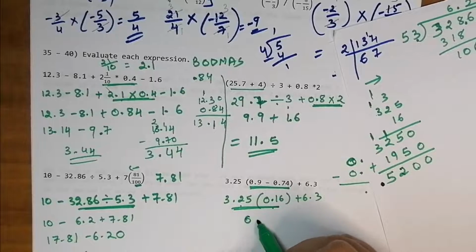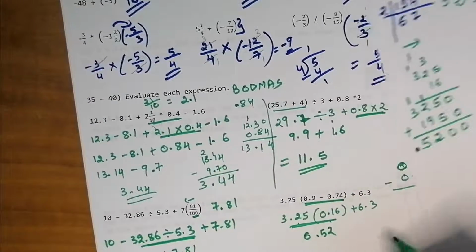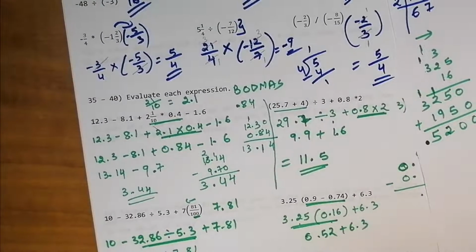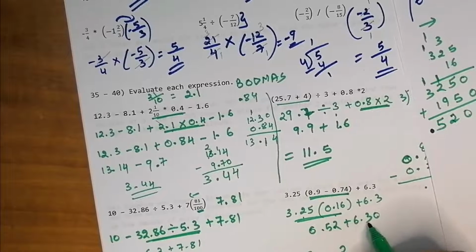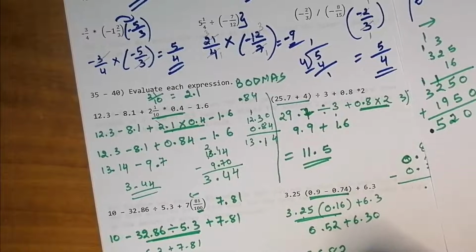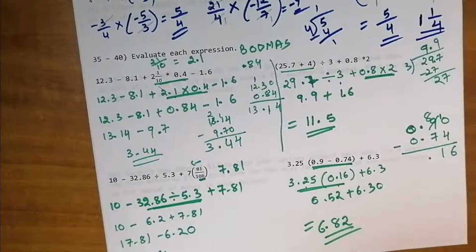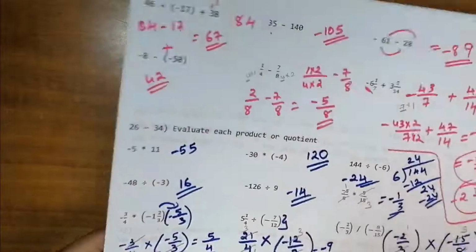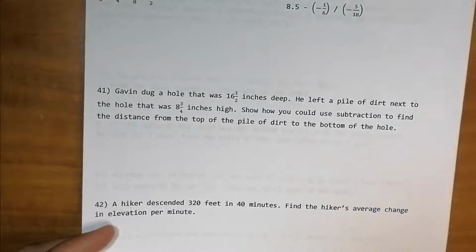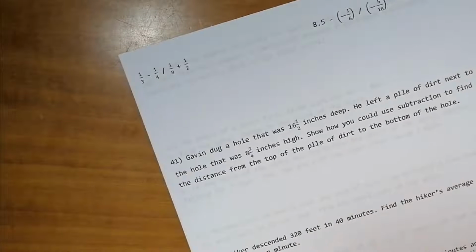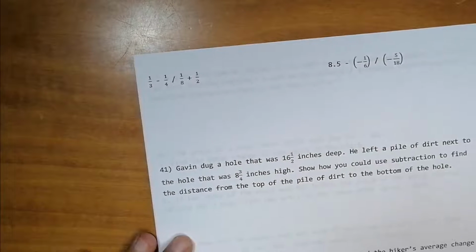Okay, so this answer is 0.52 plus 6.3. So this is something like this, right? So this can be done orally. 2 and 0 is 2. 5 and 3 is 8. 6 and 0. Okay, so this is 6.82 and it's a positive answer because both the numbers are positive. Okay, so we are done with the second page. 2 more questions under this category and then we move to the real world problems, the most exciting problems.